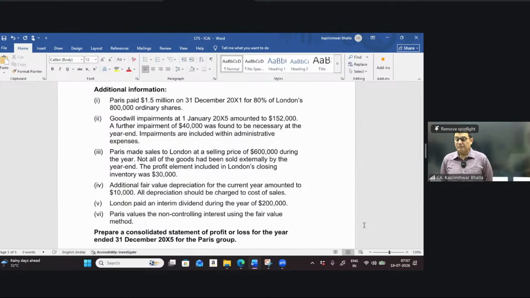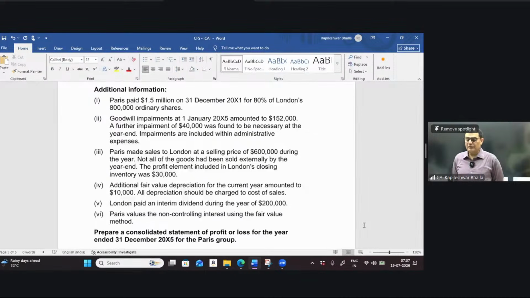Then he says London paid a dividend during the year. So when the subsidiary pays a dividend, the parent will get a dividend as well, since he's got an 80% stake in the company. So 80% of the dividends will be received by the parent. That would also need to be eliminated, because this is not income from the group point of view. Point number 6, we have already read NCI at fair value.